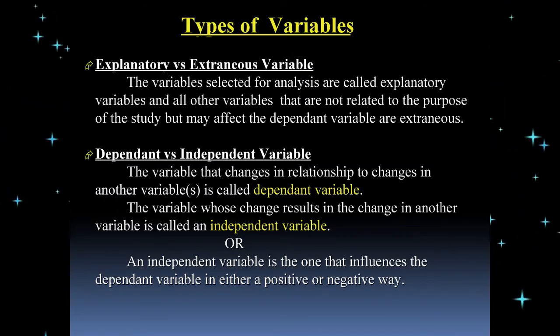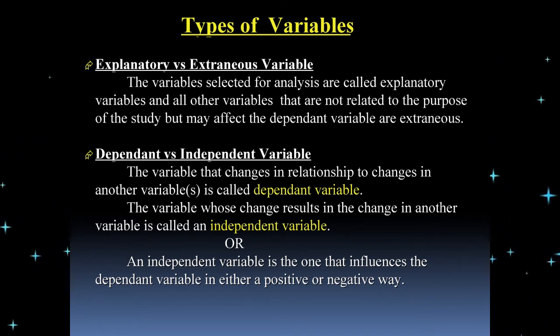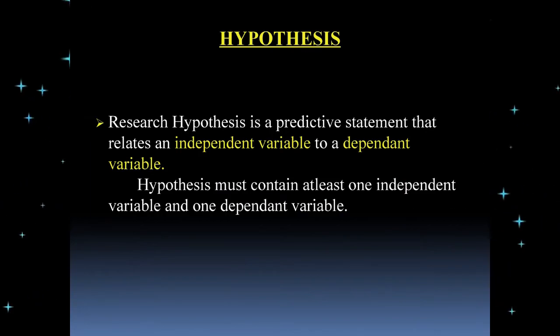Types of variables. Explanatory versus extraneous variable. The variables selected for analysis are called explanatory variables, and all other variables that are not related to the purpose of the study but may affect the dependent variable are extraneous. Dependent versus independent variable. The variable that changes in relationship to changes in another variable is called the dependent variable. The variable whose change results in the change in another variable is called an independent variable. Or, an independent variable is the one that influences the dependent variable in either a positive or negative way.